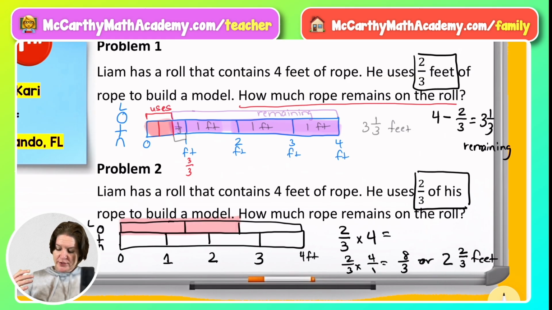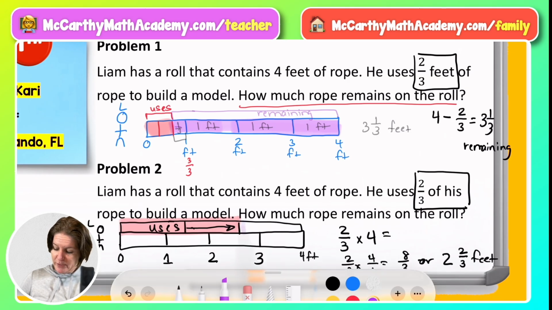So let's go back, because the question is saying how much of the rope remains on the roll. So he has a roll that contains 4 feet of rope. He uses 2/3 of it. So this is what he uses up here. He uses 2/3 of it all the way to here to build a model. How much of the rope remains on the roll? So now we're looking at how much is remaining here.